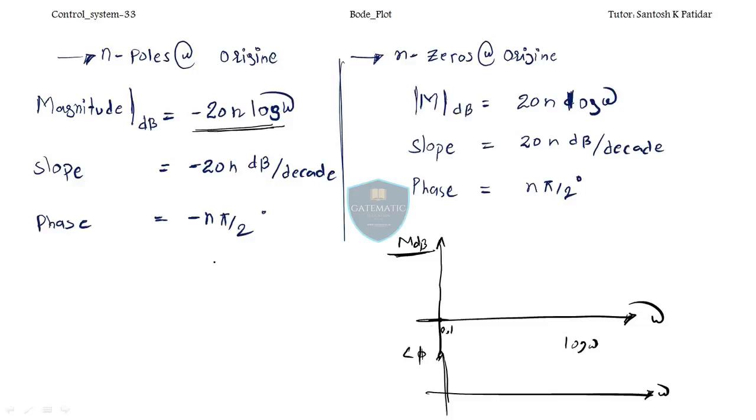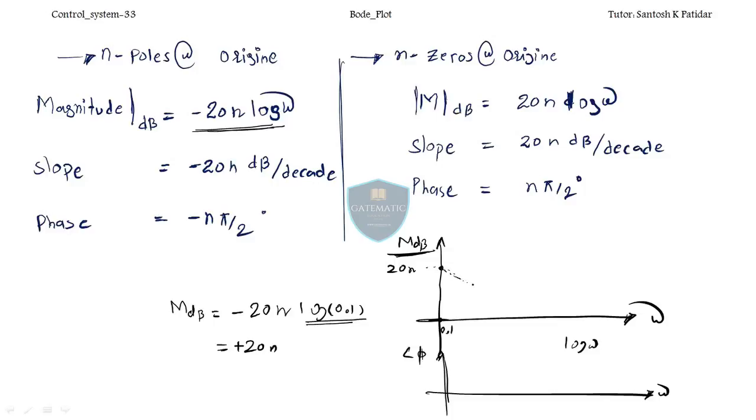Now I have to draw it. First I'll take the pole at origin. I have to draw the magnitude in dB, so this is minus 20 n log omega. The starting frequency is 0.1, and log 0.1 is minus 1, so this will become 20 n, which becomes plus. It means at the start my magnitude is 20 n. Now as omega increases, the frequency increases, and the magnitude will decrease.